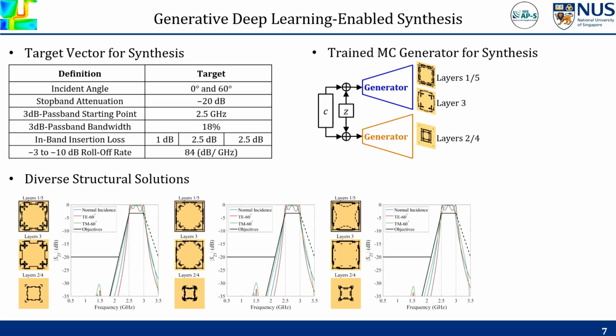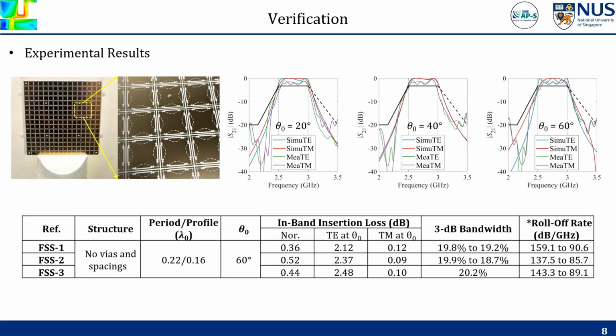After training, we post target vectors for final synthesis and input them into the trained generators. And we have diverse structural solutions. It means we have different structures, but they all reach the multi-design objectives. And finally, we fabricate the first one for experimental verification.